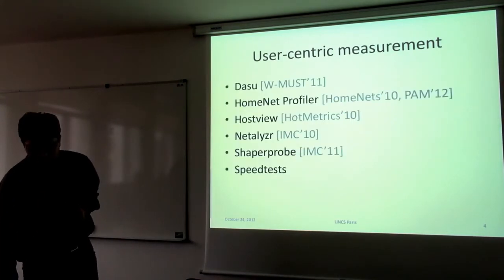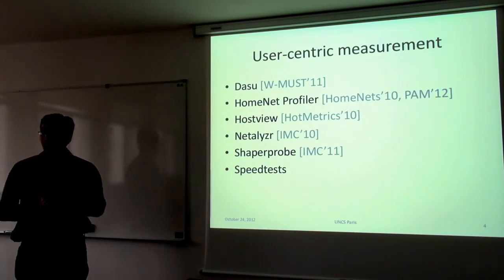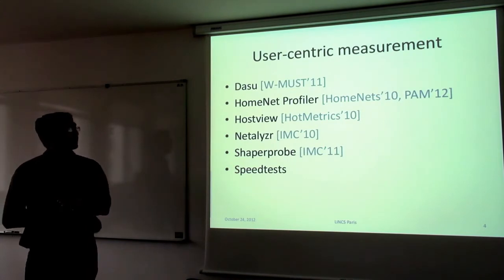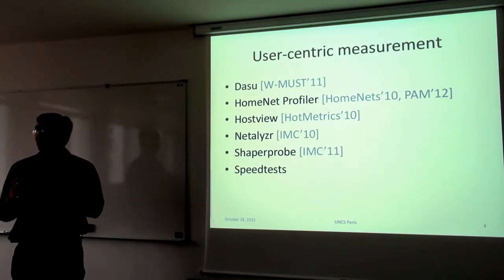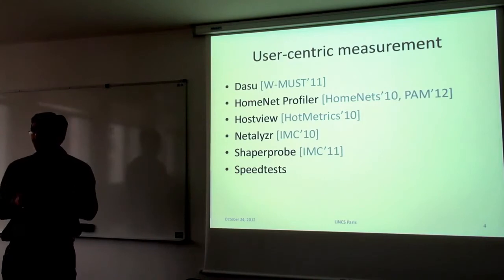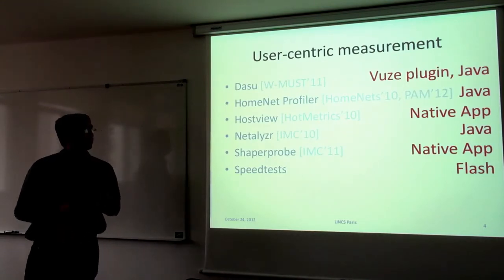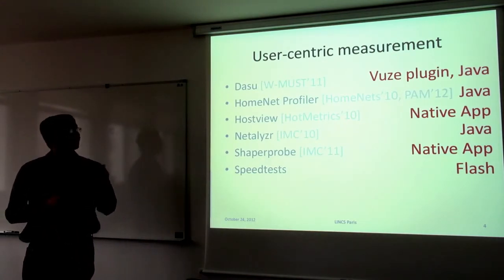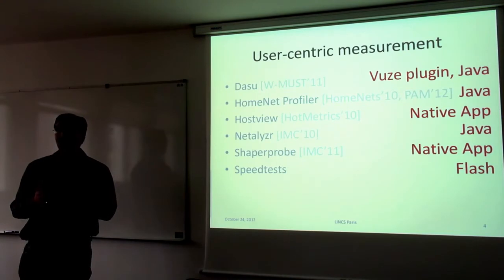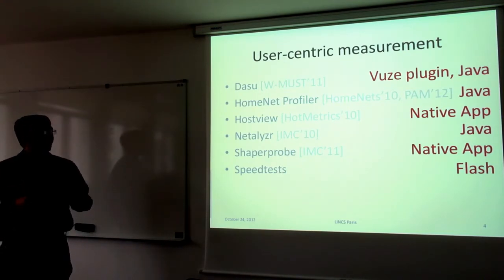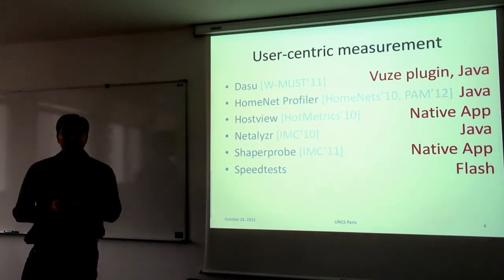So in recent years, there has been considerable interest in the research community in developing such user-centric measurement toolkits. A few of the recent ones are listed on the slide. Such software is either standalone or built as extensions or plugins to existing or pre-installed software. For example, Dasu is an extension to a popular BitTorrent client, while HostView is a native application which requires users to install it with elevated privileges. And similarly, browser-based speed tests are essentially Flash applications which run on top of the Flash runtime.